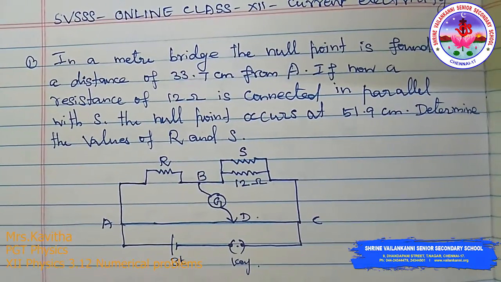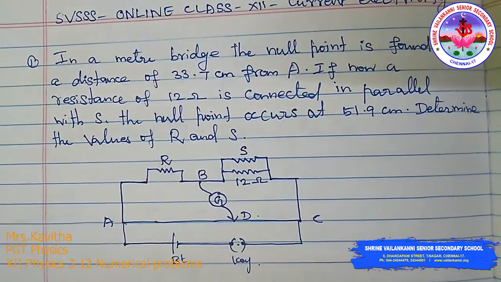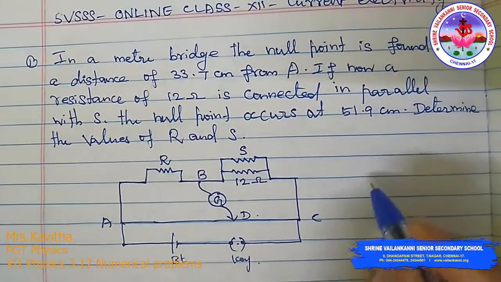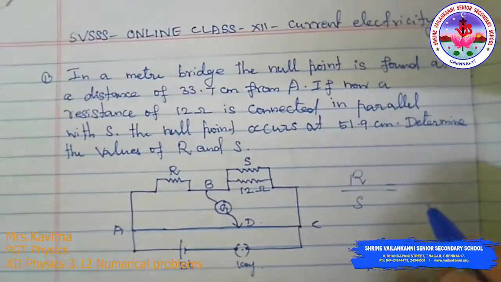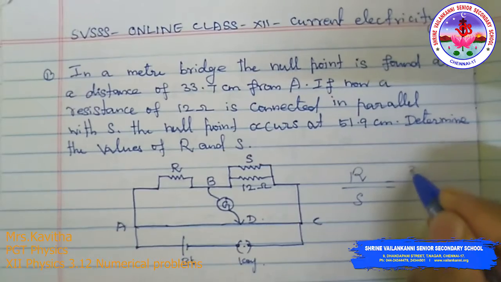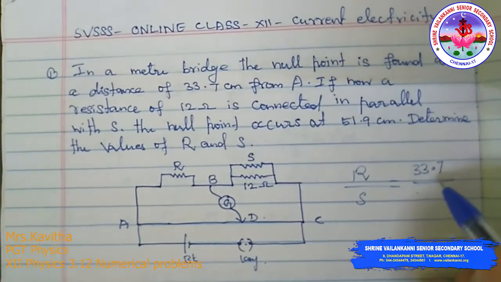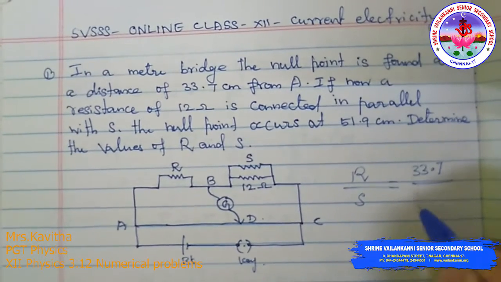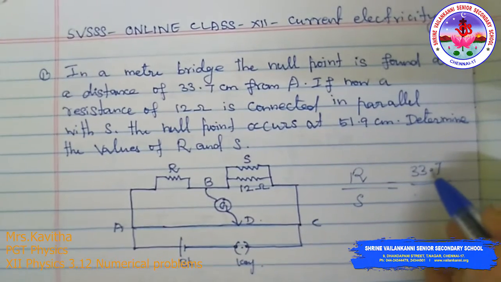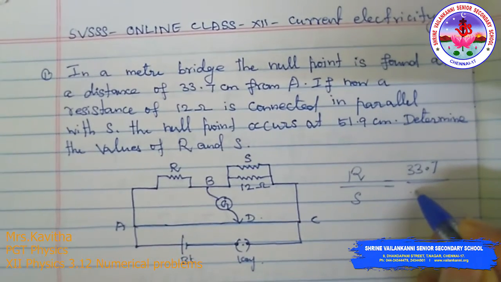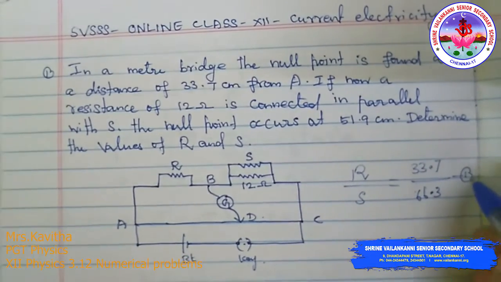So the null point condition of the Wheatstone bridge is P by Q equal to R by S. We can write R by S equal to L by 100 minus L. Okay, this AD is L, this is 100 minus L. So 33.7 by 100 minus 33.7, which is nothing but 66.3. Okay, this is the first equation.